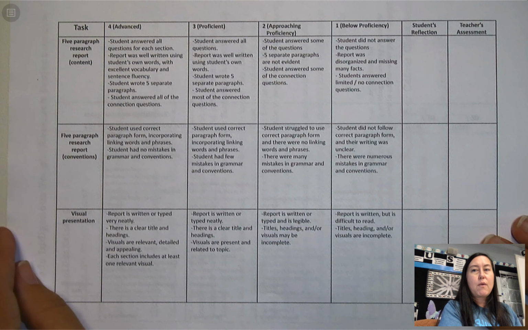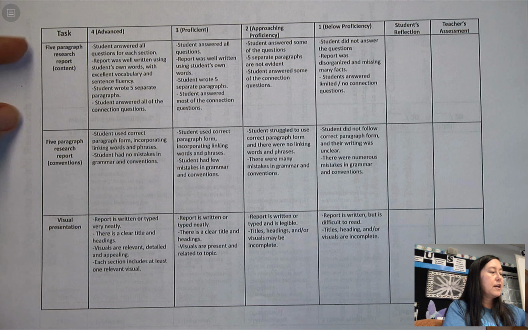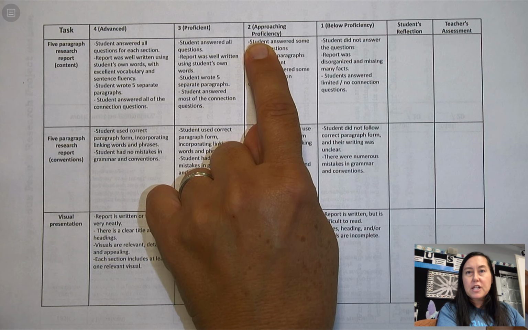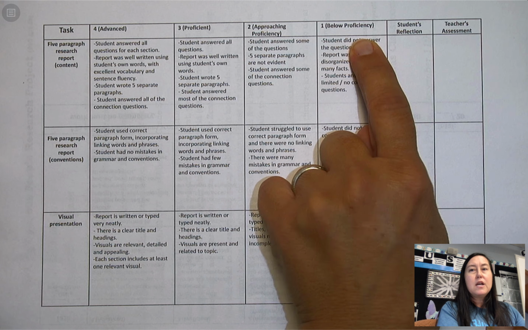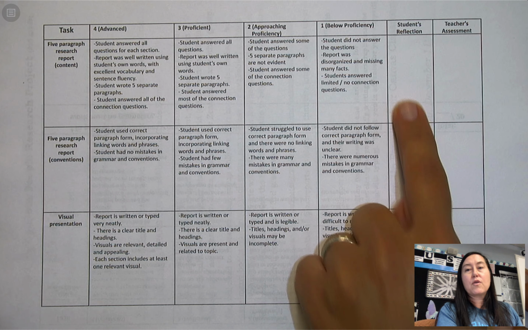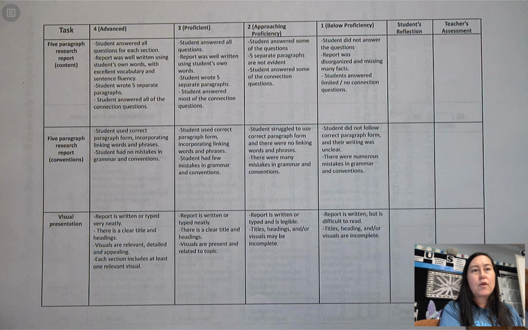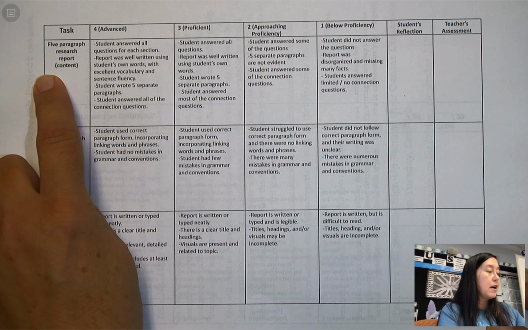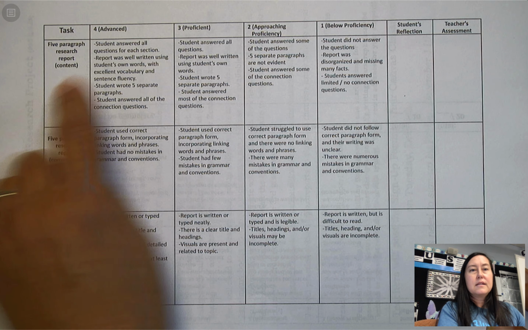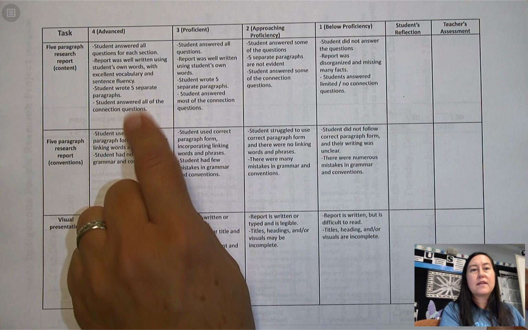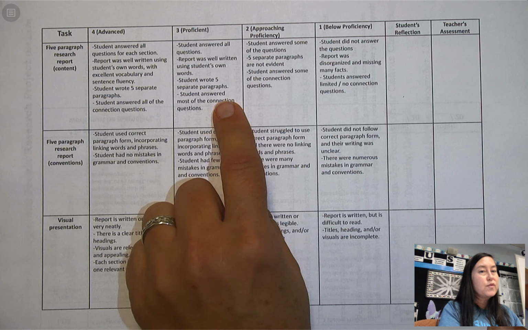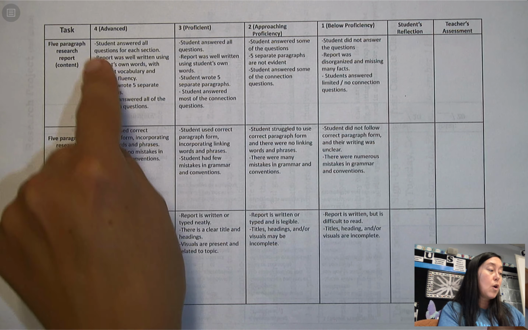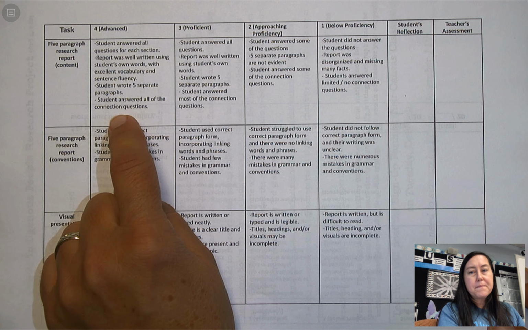Now the rubric, this is how we will be grading the project. There is a 4 for advanced, a 3 for proficient, a 2 for approaching proficiency, a 1 for below proficiency. Students will be asked to reflect on their own work before teachers give their grade. So the categories for each of these 4, 3, 2, 1 grades is the 5-paragraph research report, so the content. Did they answer all the questions for the section? Was it well written using the student's own words, vocabulary, sentence fluency? So you can read the different criteria for the 5-paragraph. I like to only read the 4, and that's what I shoot for. So try that.